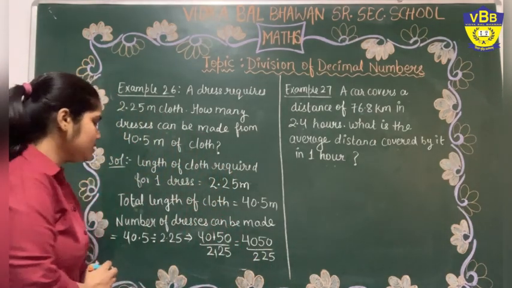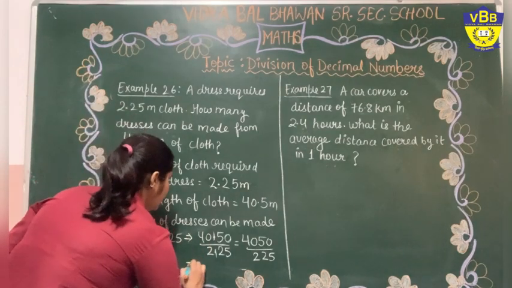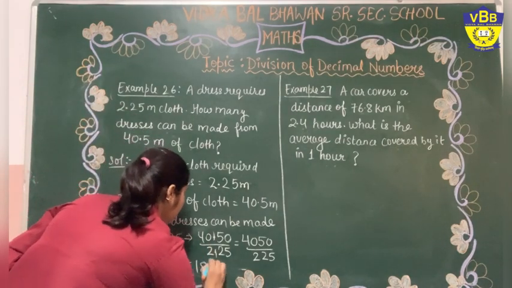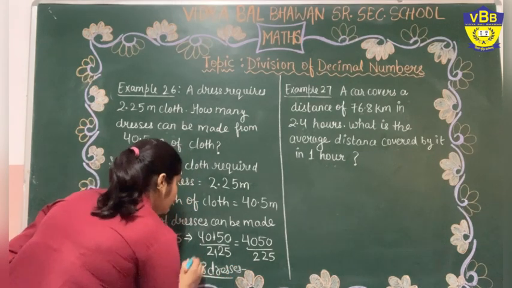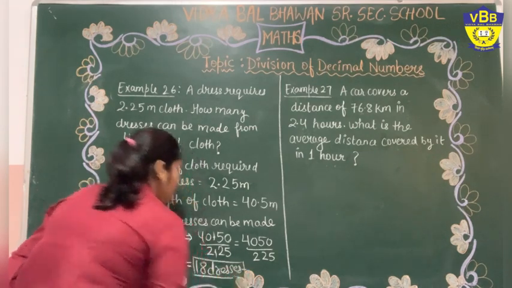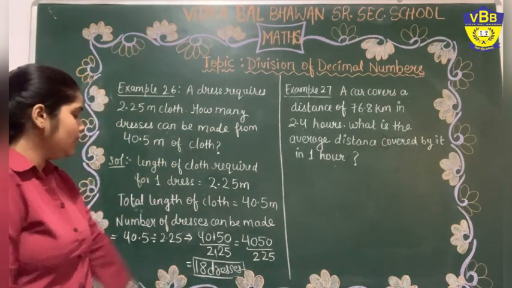Divide these numbers, simply divide these numbers, you will get 18. So the answer is 18 dresses. How many dresses can be made from 40.5 meter cloth? 18 dresses.